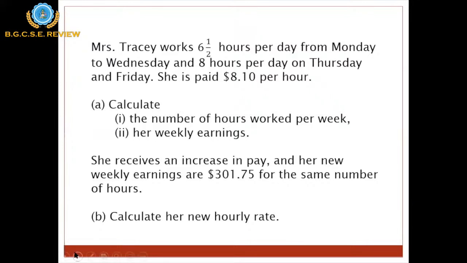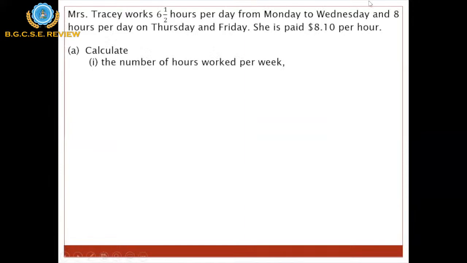So again, Mrs. Tracy works 6.5 hours per day from Monday to Wednesday and 8 hours per day on Thursday and Friday. She is paid $8.10 per hour. Calculate the number of hours worked per week. Well, what we needed to know is how many hours she worked Monday, Tuesday, and Wednesday, which was 3 days. So I'm going to multiply 6.5 by 3. And then Thursday and Friday, she worked 8 hours. So we're going to multiply 8 by 2, since that was 2 days. Through my working, I get 19.5 plus 16. In total, she worked 35.5 hours.